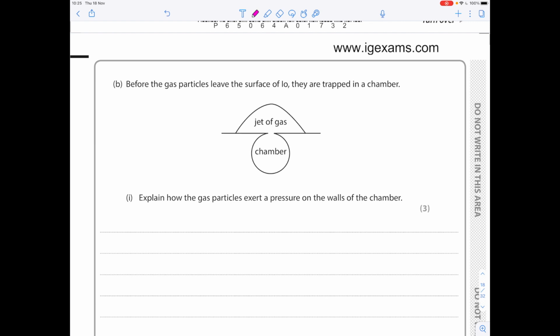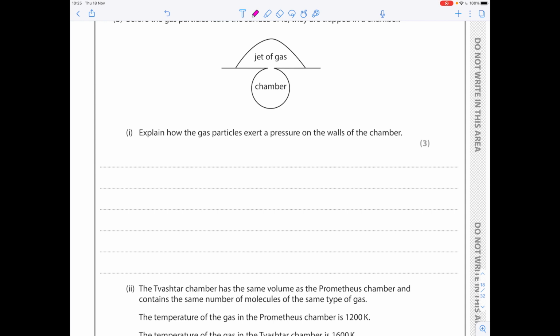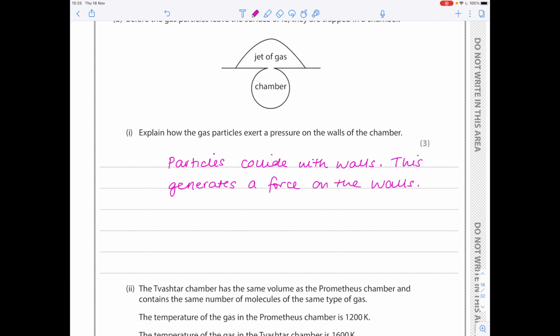Before the gas particles leave the surface of Io, they are trapped in a chamber. Explain how the gas particles exert a pressure on the walls of the chamber. Well, firstly, the gas particles must collide with the walls of the chamber. This generates a force on the walls. This is one of those perfect answers that's in my revision guide. And then what is pressure? Well, remember our formula triangle that I wrote up above. It looks like this. Pressure equals force over area.